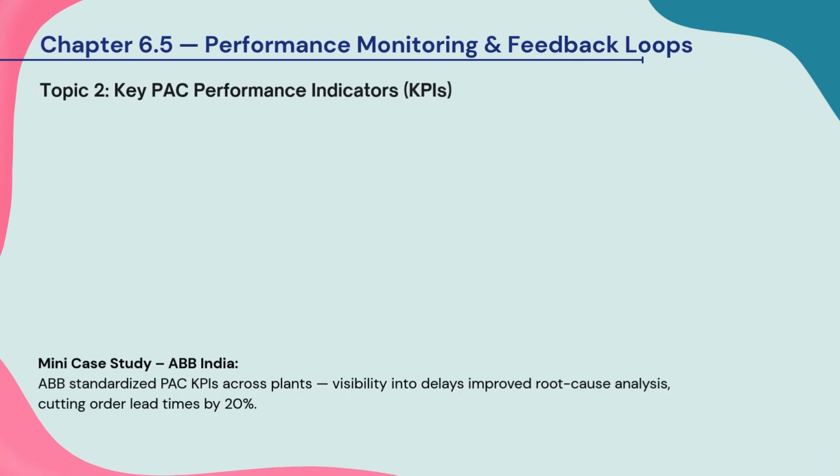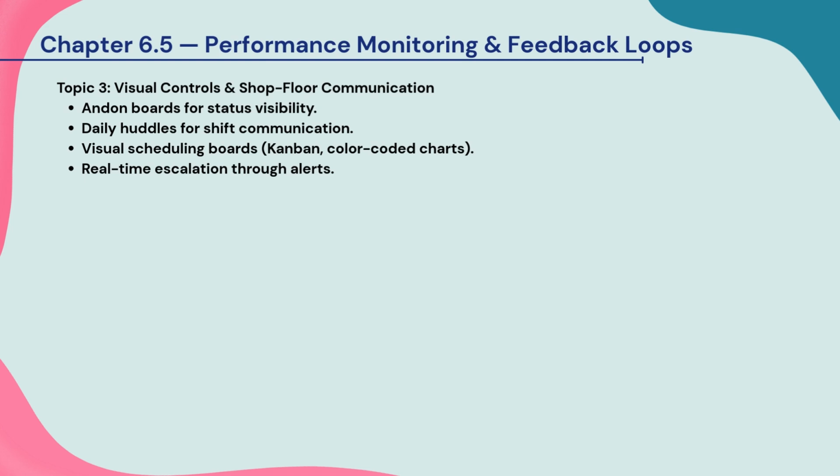This slide highlights the key KPIs used to measure PAC performance. Order lead time tracks how long jobs take from release to completion. On-time delivery measures reliability, rework and scrap percentages show process quality. Labor and machine utilization reflect how effectively resources are used, while schedule adherence compares actual progress with the plan. In the ABB India case, standardizing these KPIs across plants improved visibility and root cause analysis, helping them reduce lead times by 20%.